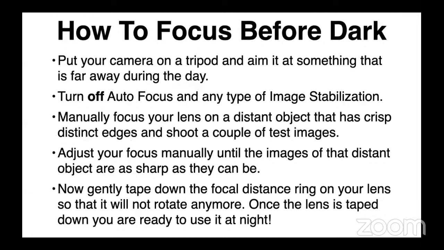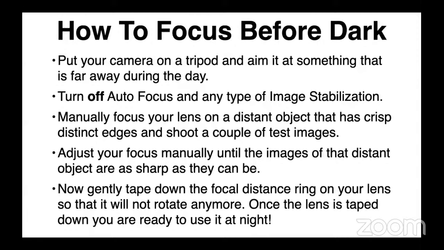And the reason is your camera does not know anything about stars, trees, people. Your camera only knows distance. So during the day, if you put your camera on a tripod and you aim it at something very distant, let's say a tree, a radio antenna, a building that's far, far away from the camera, when that is crisp during the day, at that same distance, that object would be crisp at night.